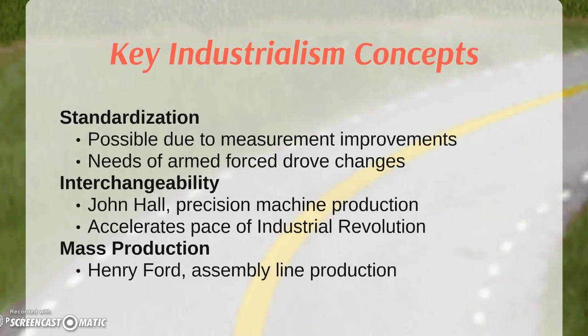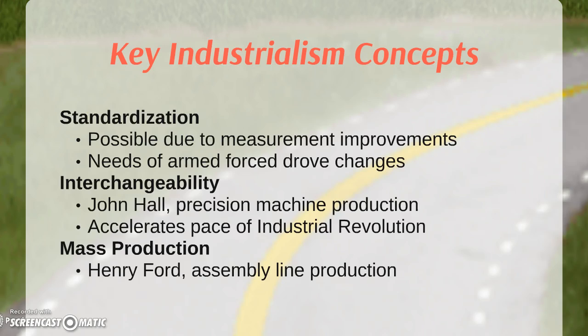Some key concepts in technology, and especially in industrialism, are standardization, interchangeability, and mass production. Standardization is possible due to improvements in the specificity of measurements. The needs of the armed forces often drove changes. In the early part of the 19th century, railroads in the United States, every railroad had different gauge rails, so that one railroad rail line or one rail engine was not able to travel on another company's rails. And so at some point the Congress required them to standardize their rail sizes so that trains could go on any rail system in the United States.